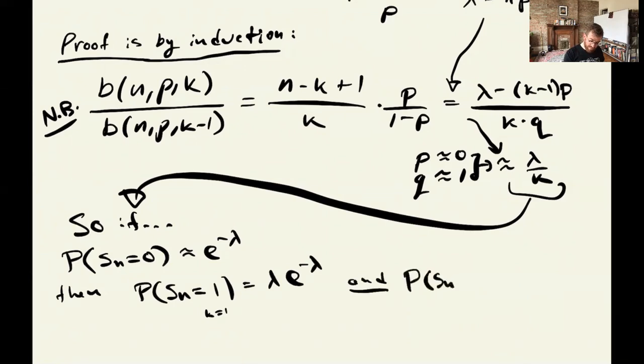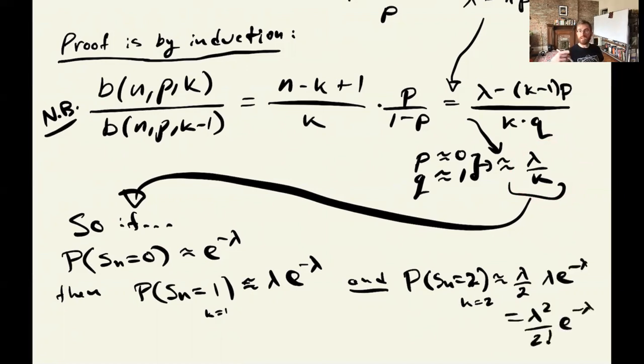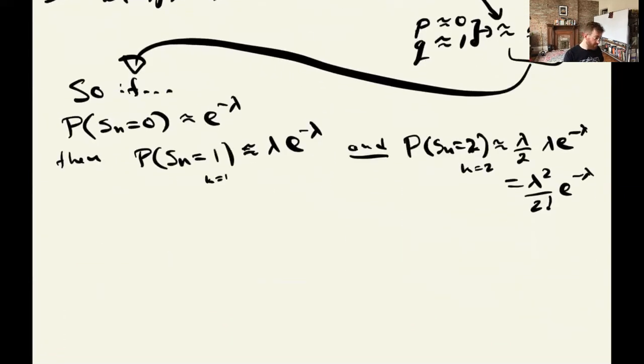And the probability that Sn equals 2 is then well approximated by lambda over 2, because now k equals 2, if I use this above ratio, times lambda e to the minus lambda, which ends up equaling lambda squared over 2 factorial e to the minus lambda. And so now repeat that for any Sn equals k, and you'll see where that lambda to the k over k factorial coefficient comes from.